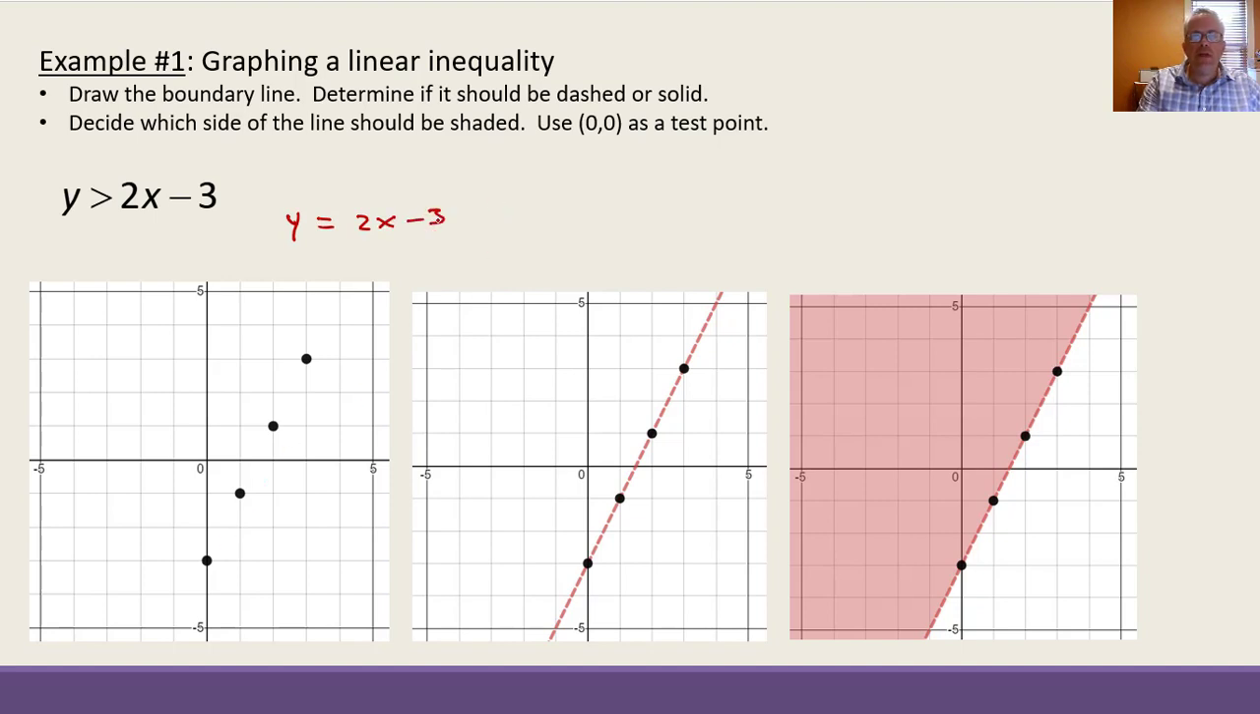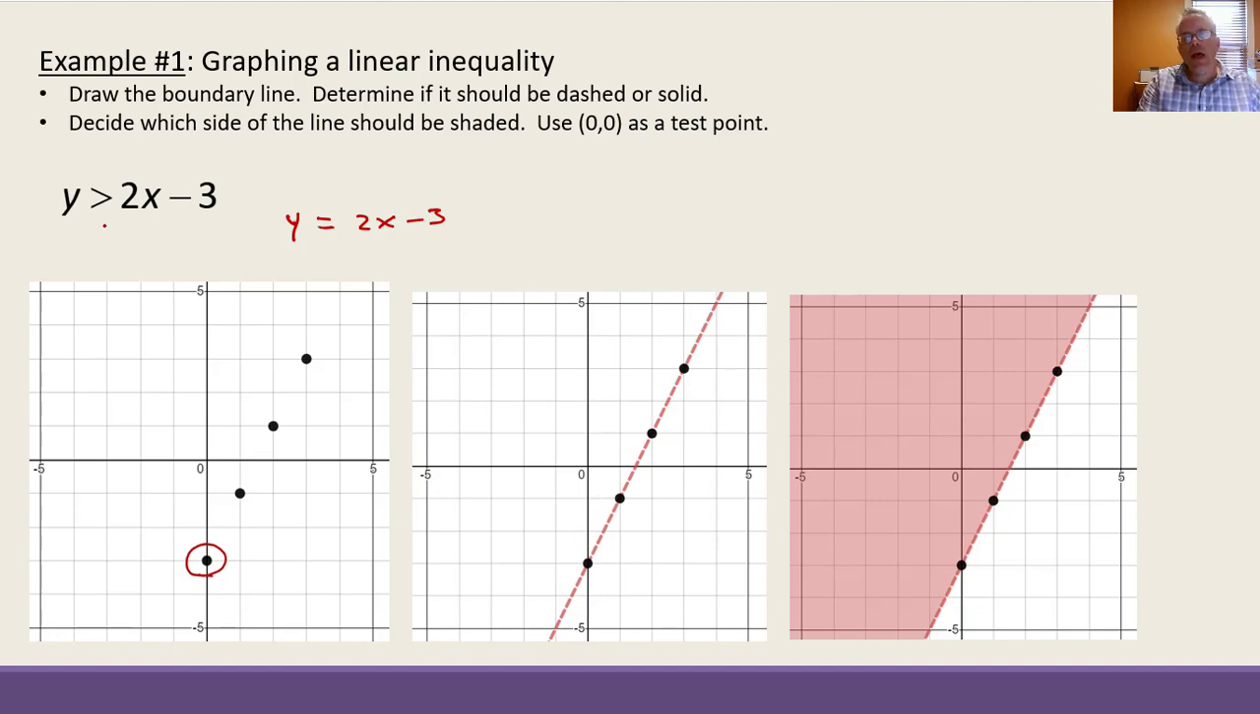To graph that, we see that the y-intercept is negative 3, so that gives us a point to start with. And the slope is 2, so we went up 2 over 1, up 2 over 1 to get a few points. And then we drew the line here. So these are all the points where y equals 2x minus 3.